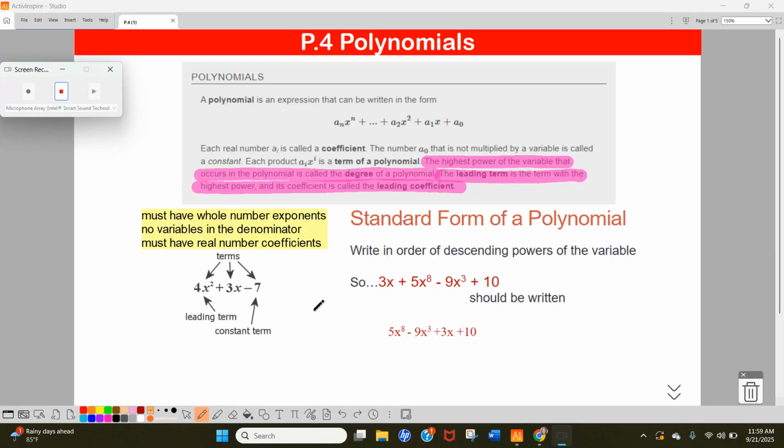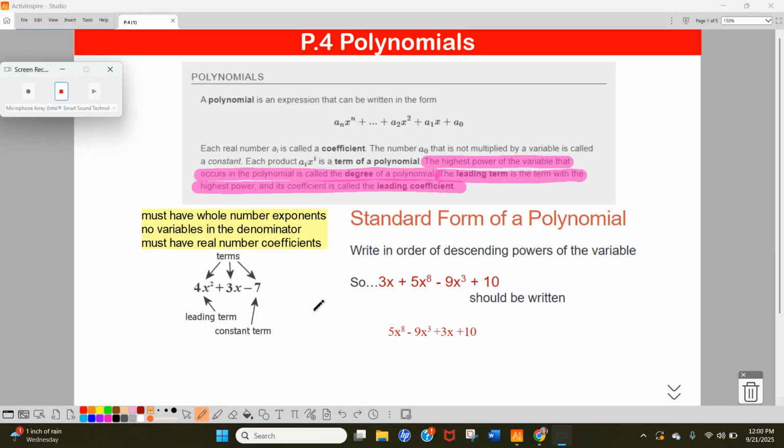We want to make sure that our coefficients are real numbers. We need our exponents to be positive. We need them to be rational, so no fraction exponents, no negative exponents. Polynomials are just nice, well-behaved functions, like you can see underneath the box where I give you a couple of examples.